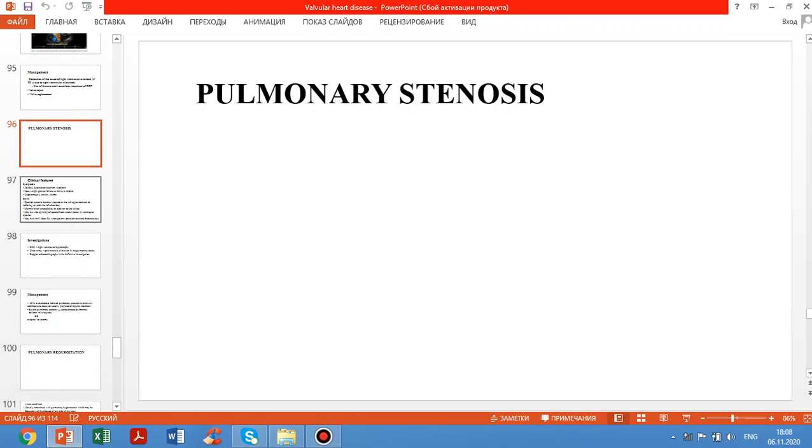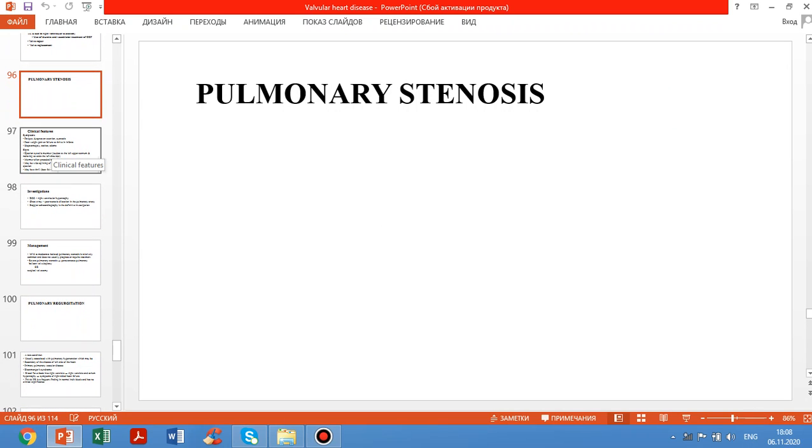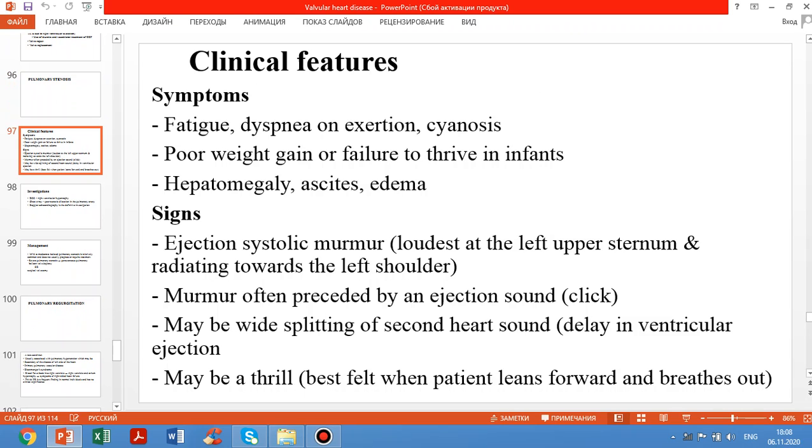Pulmonary stenosis. Clinical features. Symptoms: fatigue, dyspnea on exertion, and cyanosis. Poor weight gain or failure to thrive in infants. Hepatomegaly, ascites, edema.